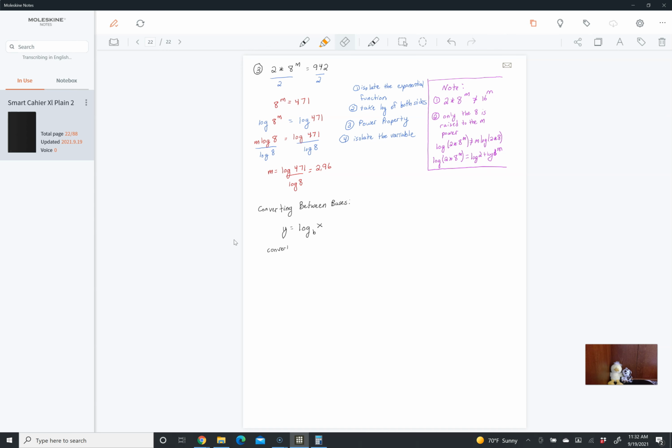And by the way, converting to base 10 is exactly the same as converting to base 12, base 200, or base e, whatever base we want. So we convert it to an exponential function. That's the first thing that we can do. b to the y is equal to x. Then exactly what we've done, we're going to follow these 3 steps. First thing, take the log of both sides.